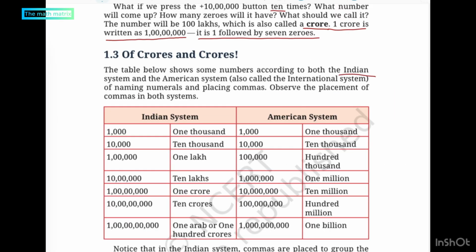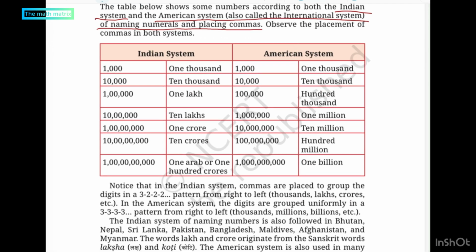Next one, the table of the American system of numbers and the Indian system of numbers. The American system of numbers is also called the international system. Observe the commas in both places where thousands are the same and 10,000 is also the same in both systems. But 1 lakh in the American system is 100,000 and 10 lakhs is 1 million. 1 crore is 10 million, 10 crore is 100 million, 1 Arab or 100 crore is 1 billion.